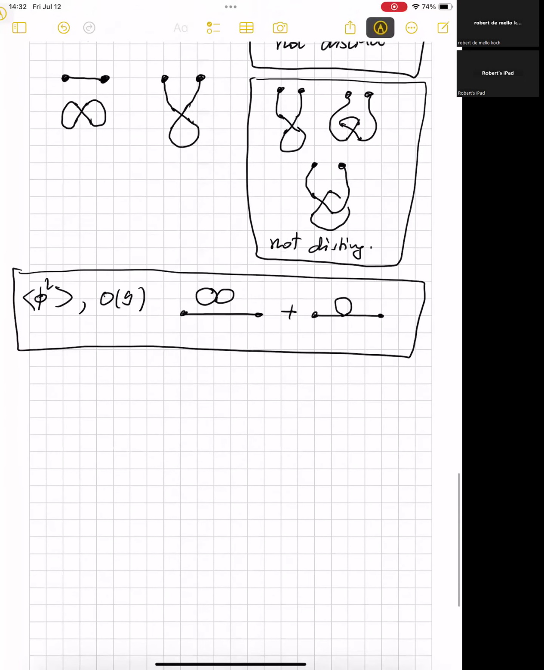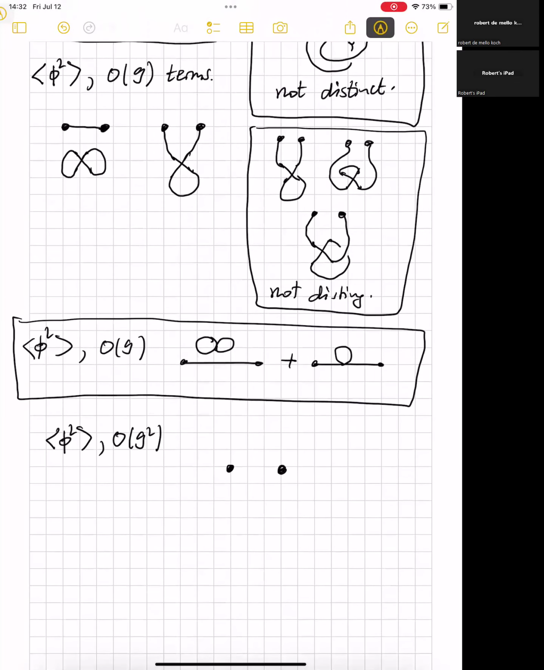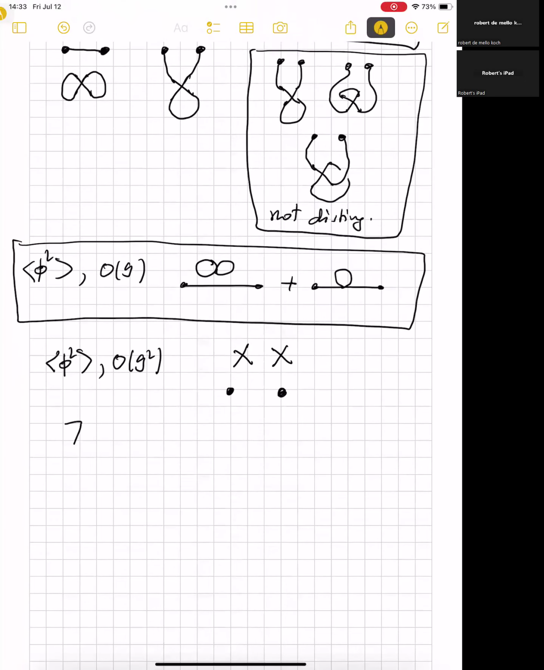Okay, now let's look at phi squared and order g squared. So now what do we have? Well, we have the two dots because we've got phi to the 2, so one dot for each field in the correlator, and two dots, but we've got two vertices, which means we've got that and that. Now try to join these up in all possible ways, and I'll give you a little hint. When you do this, you should find that there's a total of 7 different diagrams. So see if you can get those 7 diagrams. Once you've got those 7 diagrams, watch the next video.